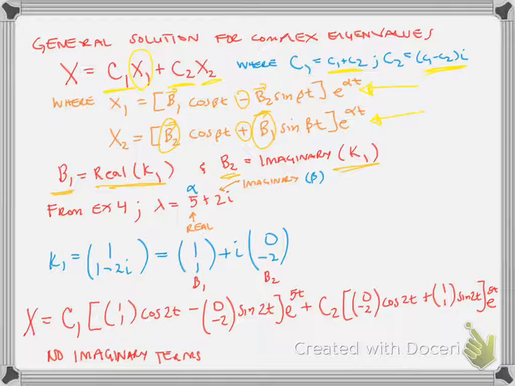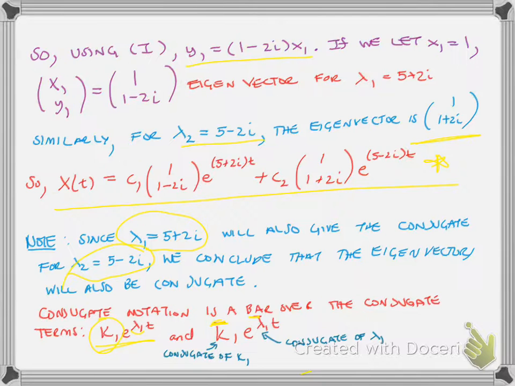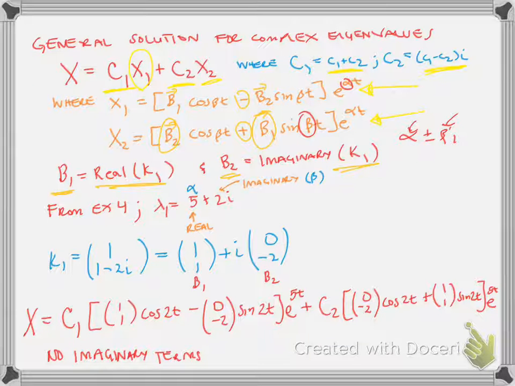Okay, alpha and beta are the same as when we've dealt with any complex number, right? So that's from here, where alpha is our real part, and then beta is our imaginary part. So that's the same. All right. So from example 4, if we just look at lambda 1, it was lambda 1, 5 plus 2i. So 5 is our alpha, that's the real part. 2 is our beta.